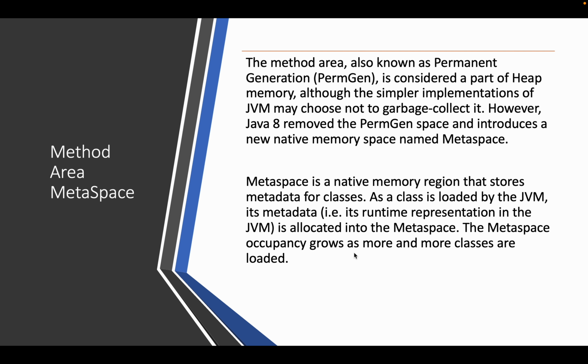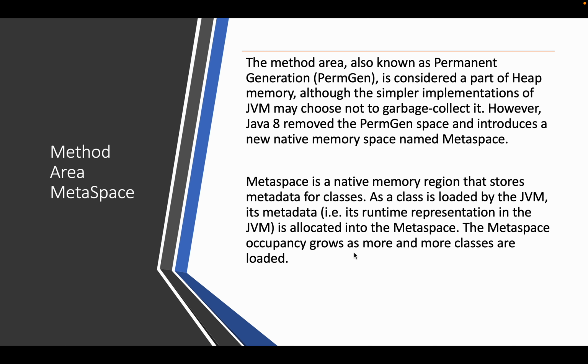Then the first is the method area, which is now called the meta space. So the method area, which was known previously as the permanent generation, is considered a part of the heap memory, although the simpler implementation of the JVM may choose not to garbage collect it. However, Java 8 removed the permgen and introduced a new native memory space called meta space.